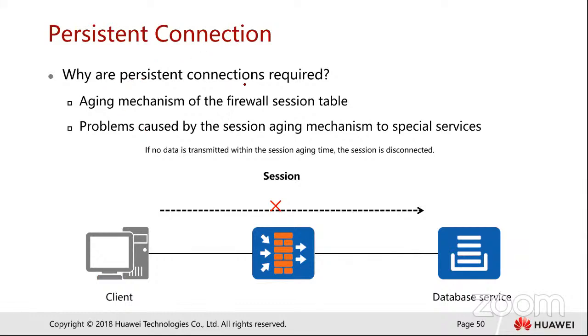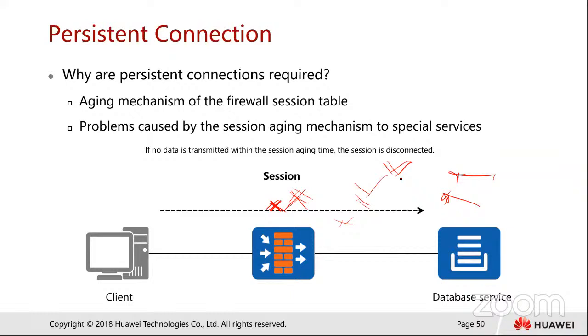Okay, so persistent connection. Why do we need persistent connection? Why are persistent connections required? Because of the aging mechanism of our firewall session table, which causes problems for special services. If no data is transmitted within some aging period of time, the session is disconnected. So imagine that under normal circumstances, a session has been disconnected because maybe the network went off, and when other packets come through when the network is back, because the session has already been disconnected, these packets will all be discarded.